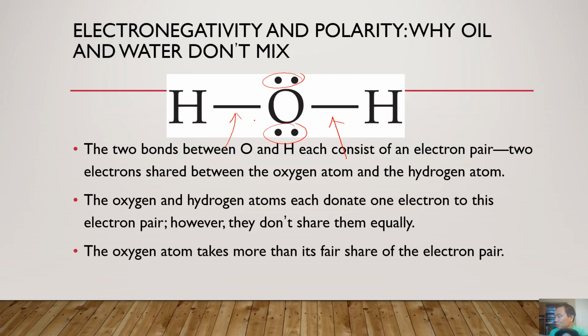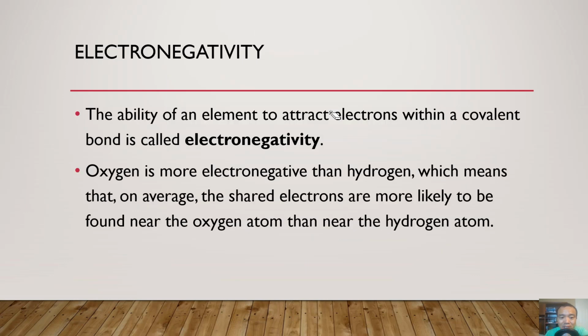The oxygen and hydrogen atoms each donate one electron to this electron pair. However, they don't share them equally. So these electrons inside the single bond, you have two electrons. Inside that single bond, you have two electrons as well. However, the two electrons inside this bond and that bond, it's not shared equally between oxygen and hydrogen. The oxygen atom takes more than its fair share of electron pair. And this ability of an element to attract electrons within a covalent bond is so-called electronegativity. And oxygen is more electronegative than hydrogen, which means that on average, the shared electrons are more likely to be found near the oxygen atom than near the hydrogen atom.